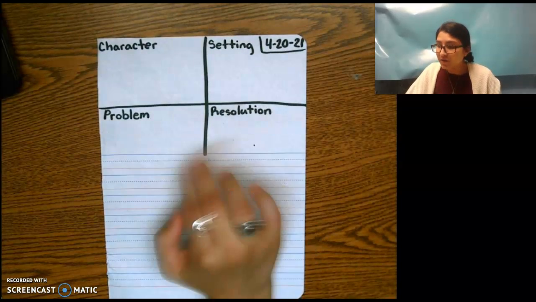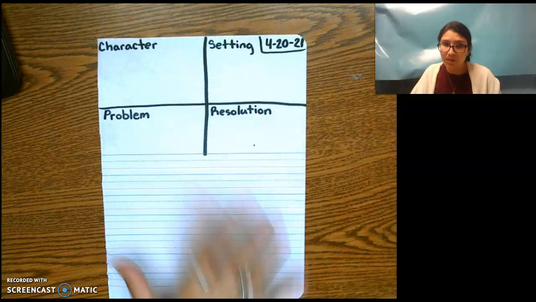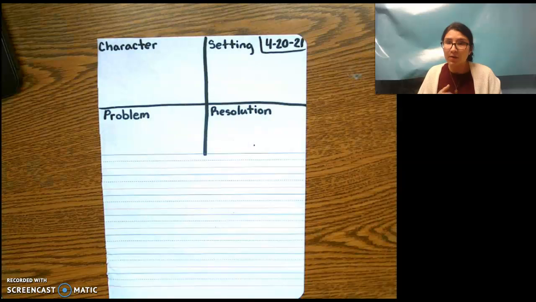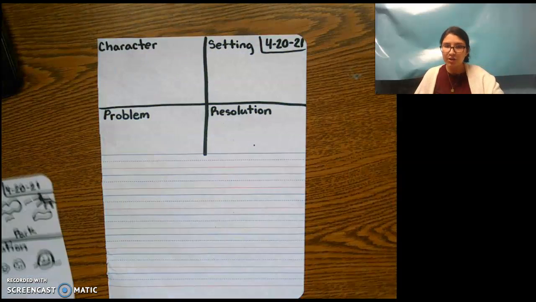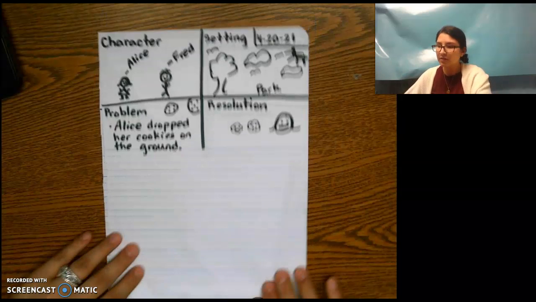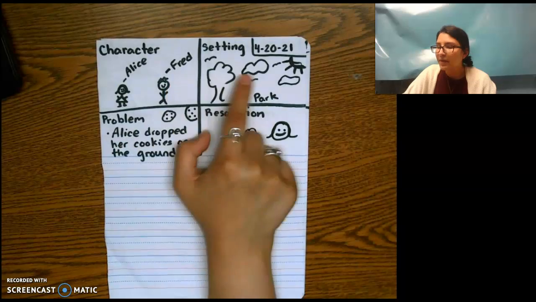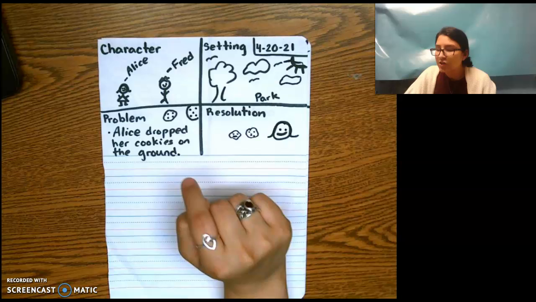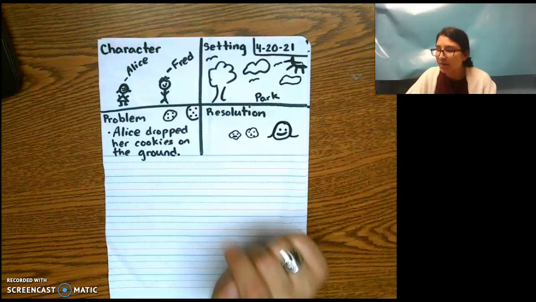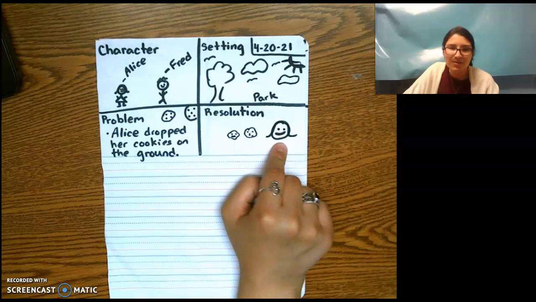I did this earlier. I made up my own little realistic fiction story brainstorming page earlier whenever we were doing the realistic fiction video. So I'm going to show you mine from earlier. Here's my characters, Alice and Fred. My setting, in the park. My problem, Alice dropped her cookies on the ground. My resolution was Fred gave her some of his cookies and she was all happy again.